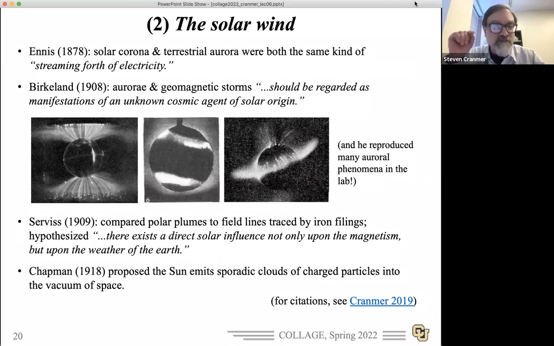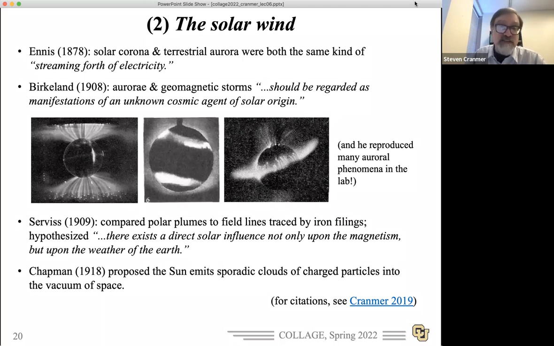For an encyclopedia article that I wrote a couple of years ago, I tried to collect some quotes from between the Carrington event and the first few decades of the 20th century, when Parker and Chapman and others were starting to formulate models. There were some interesting quotes in the middle there, like: these things that we measure on the Earth should be regarded as manifestations of an unknown cosmic agent of solar origin. That was Birkeland.